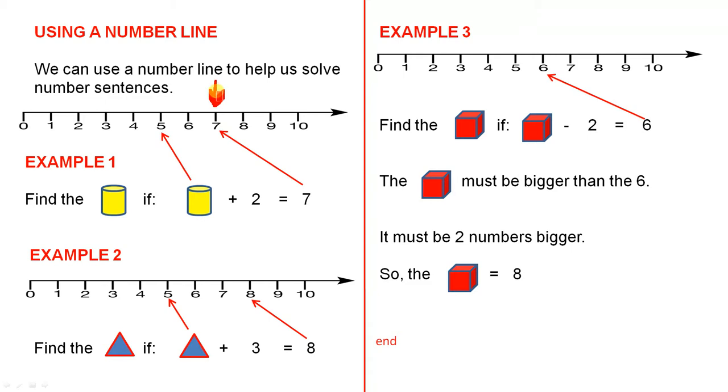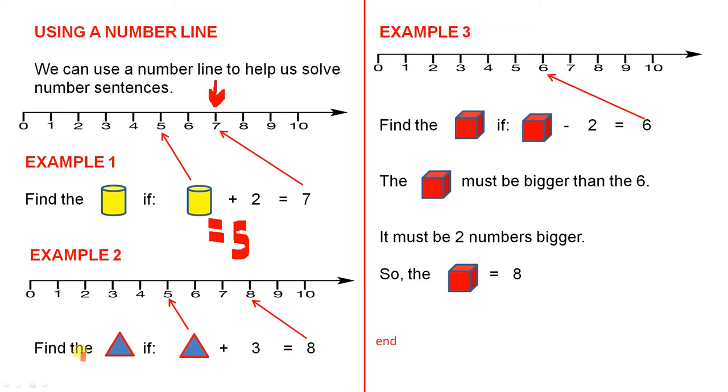So what number do we need to add 2? We need a number over here so that when we add 2 to that number, it gives us 7. Well, it's very easy, isn't it? Because all you do is you go back 2 places. So the cylinder must be 5 because 5 plus 2 equals 7. So this cylinder here equals 5. And that's why I have the arrow pointed to the 5.